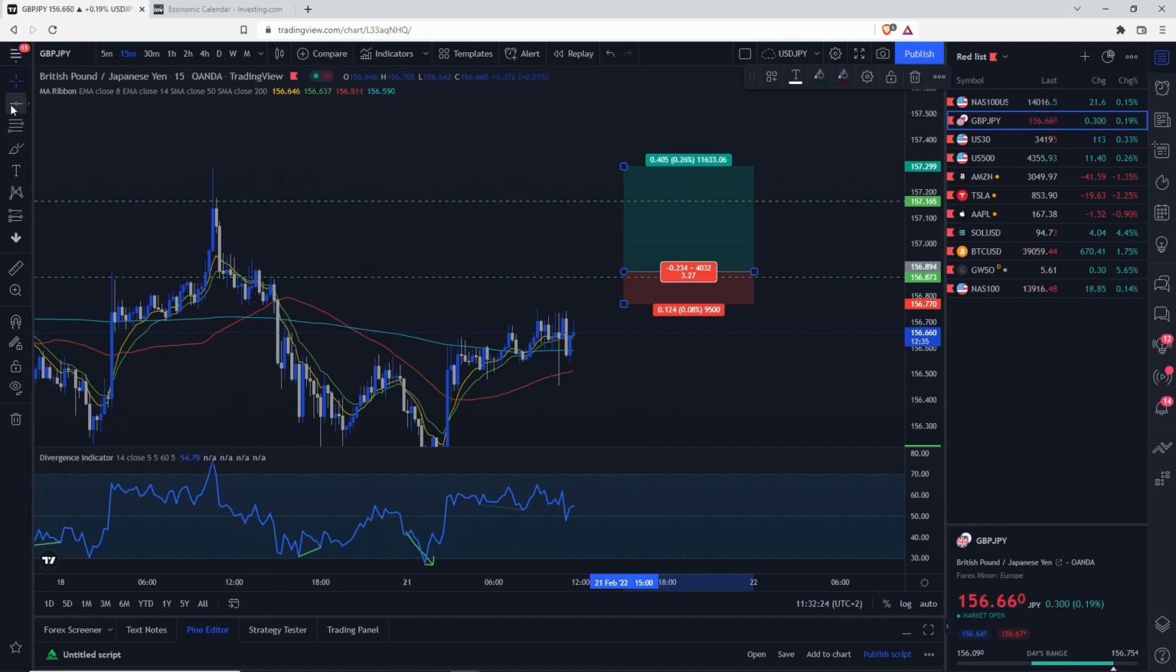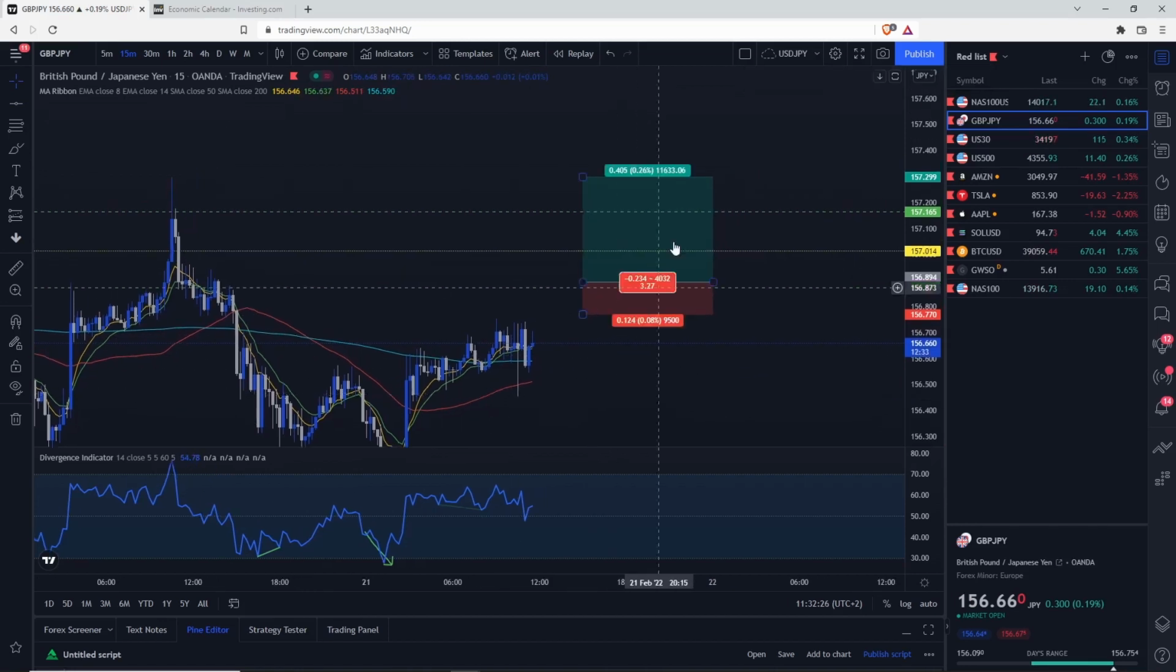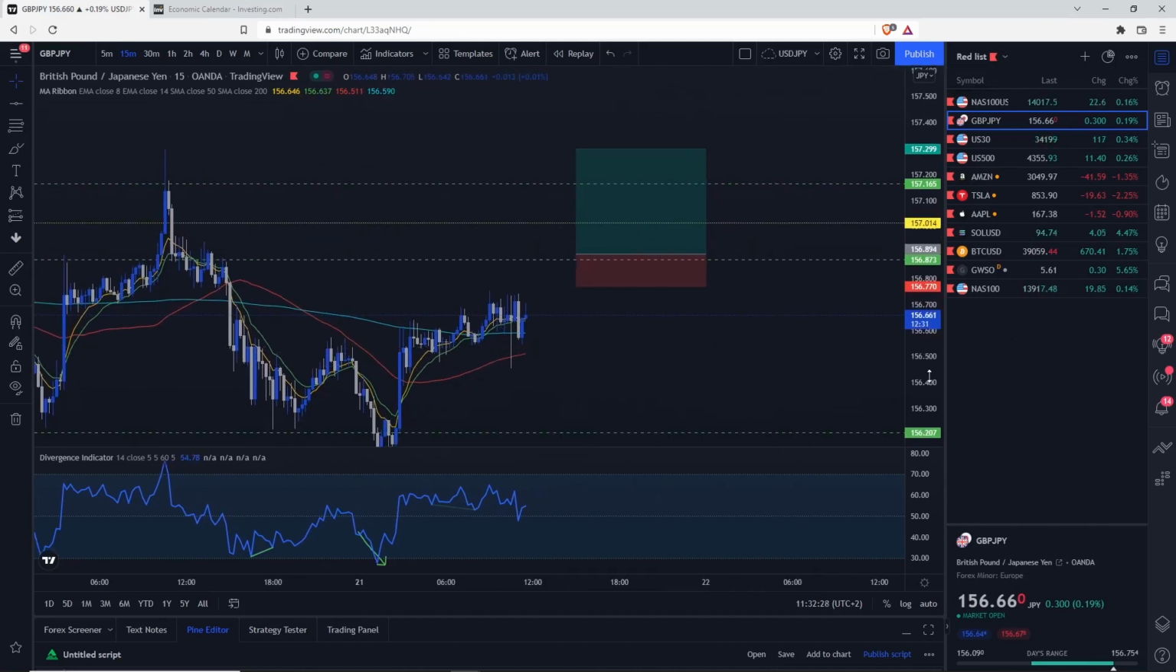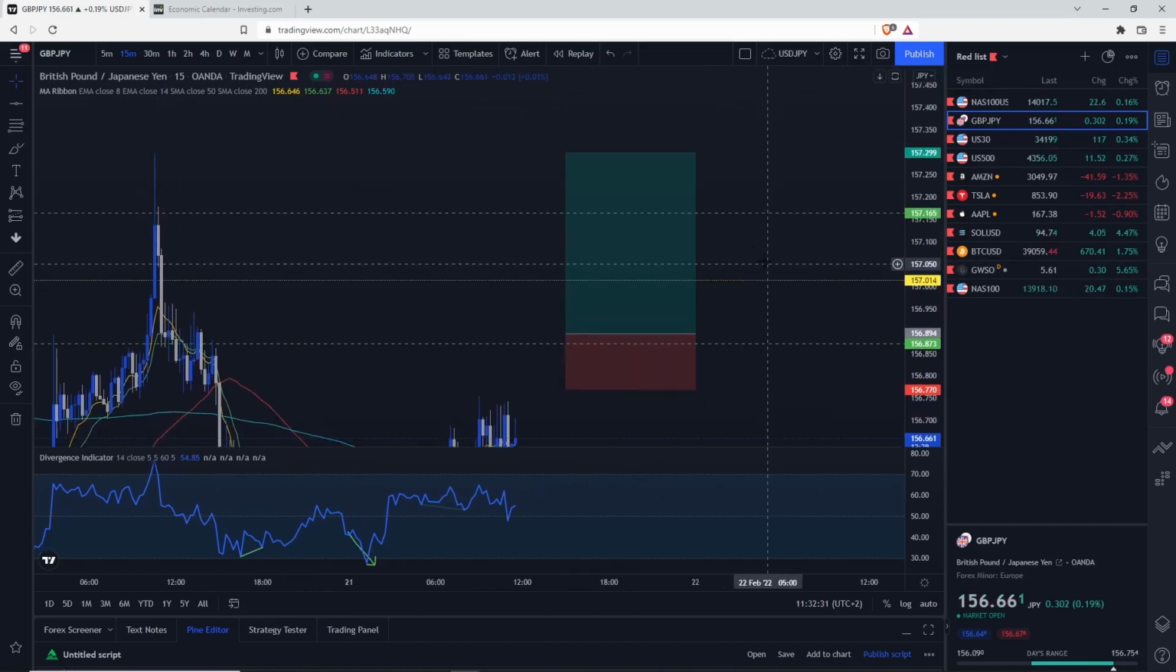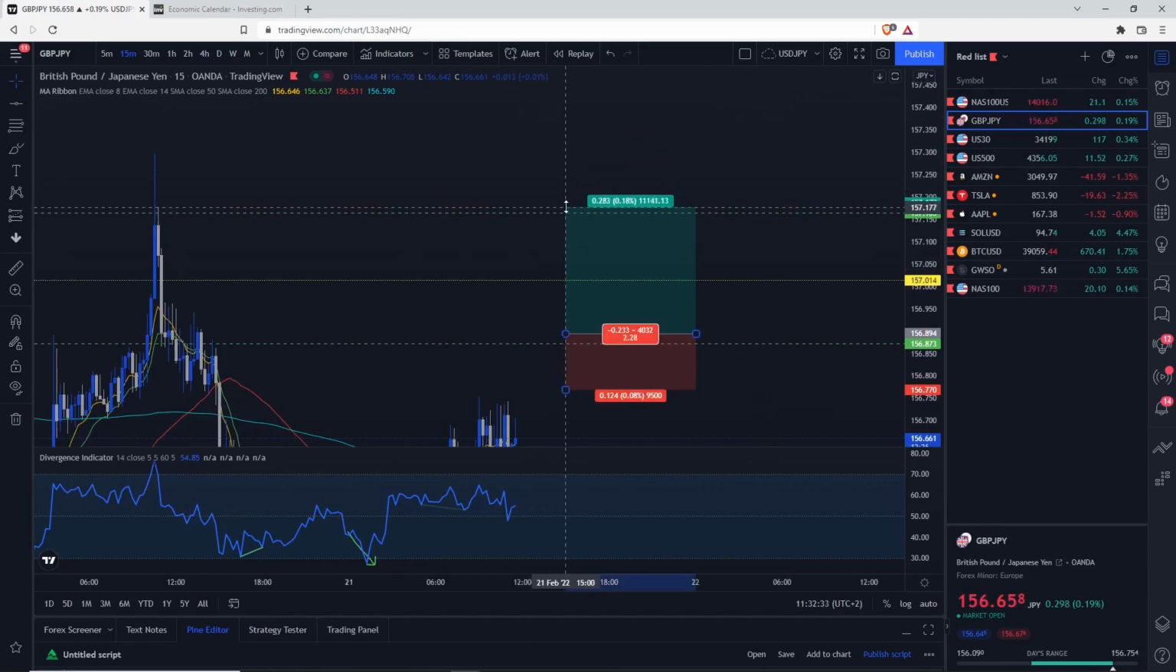Once we reach here, mid-level, we're going to move stop to entry. So here, right? That's where stop is to entry. Remember scalping, guys. You don't have to target this whole thing. You could be more conservative and actually just target that little bit there, right?